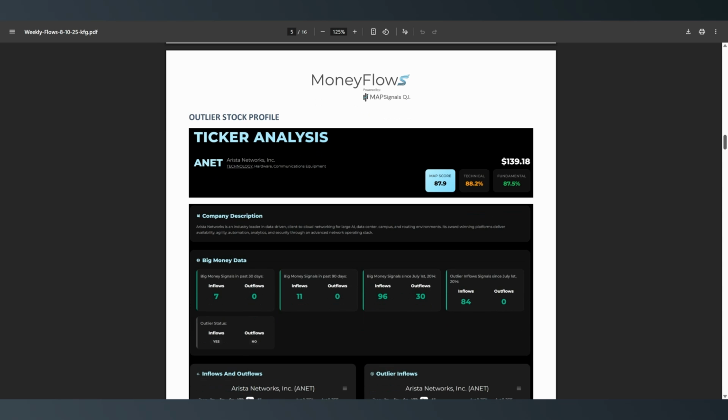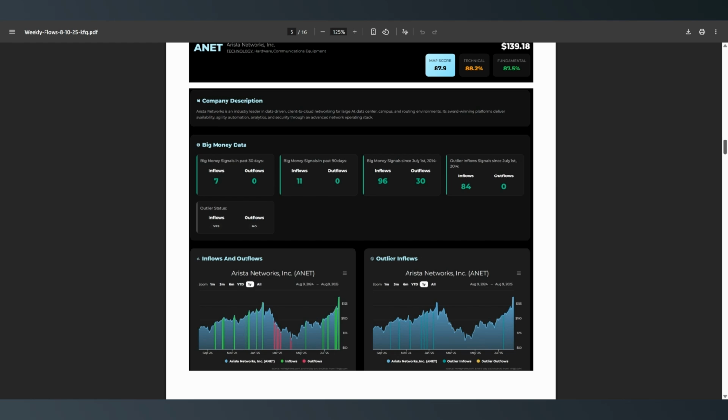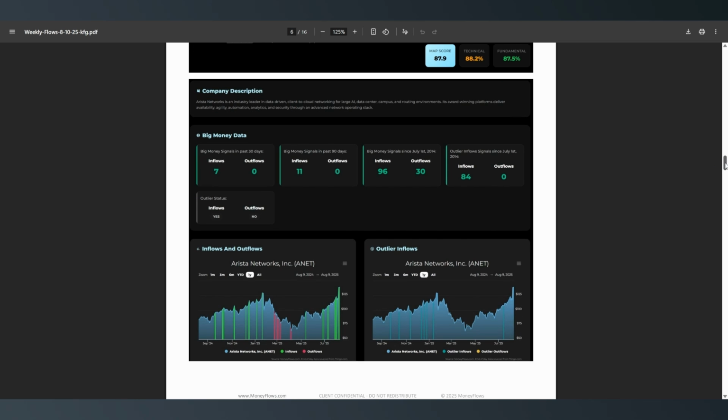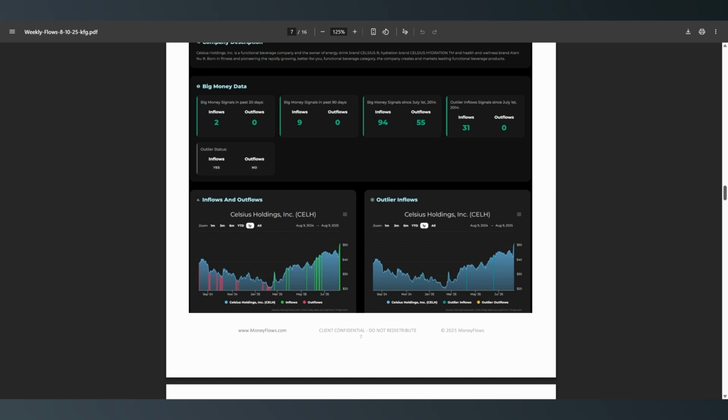Let's look at why we chose Arista Networks. Well, number one, it's seeing a lot of inflows. In fact, you can see it has had 84 outlier inflows since 2014. And that's what these blue lines mean. That's the stairway to heaven there. Arista Networks is a great company. So not only do you see flow data there, but you can also see some outlier information about that stock.